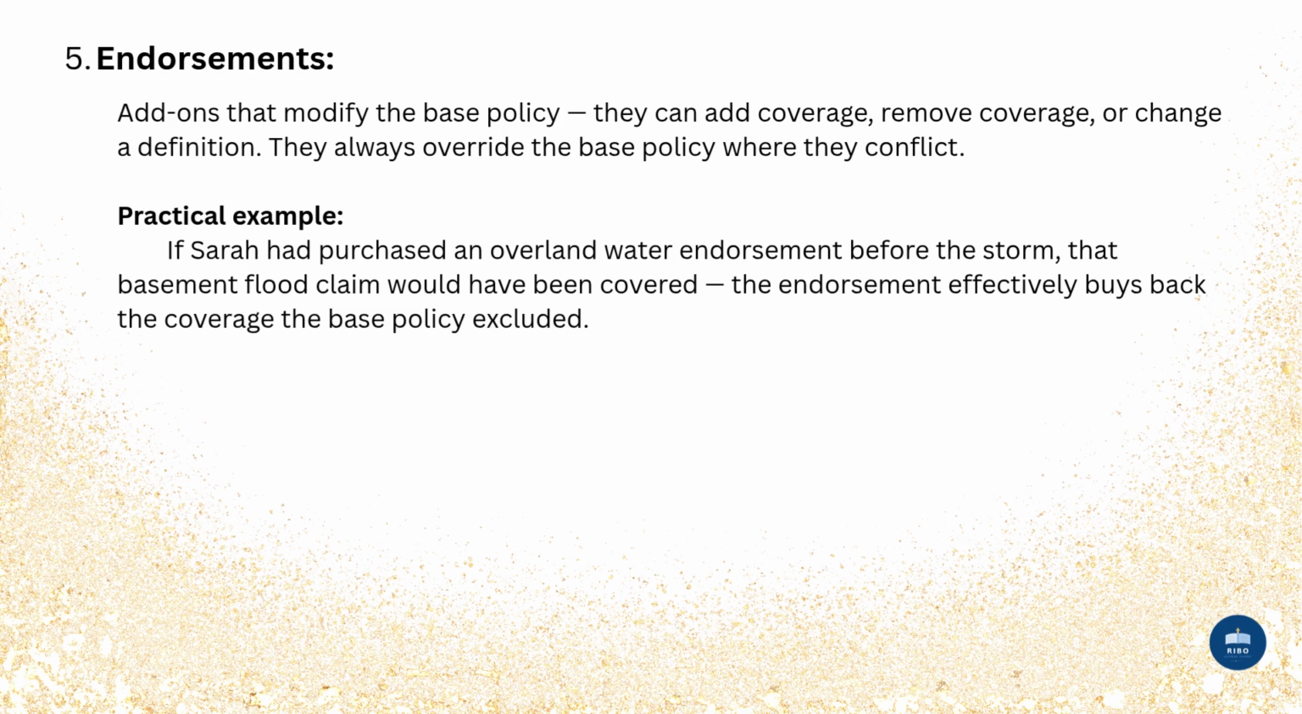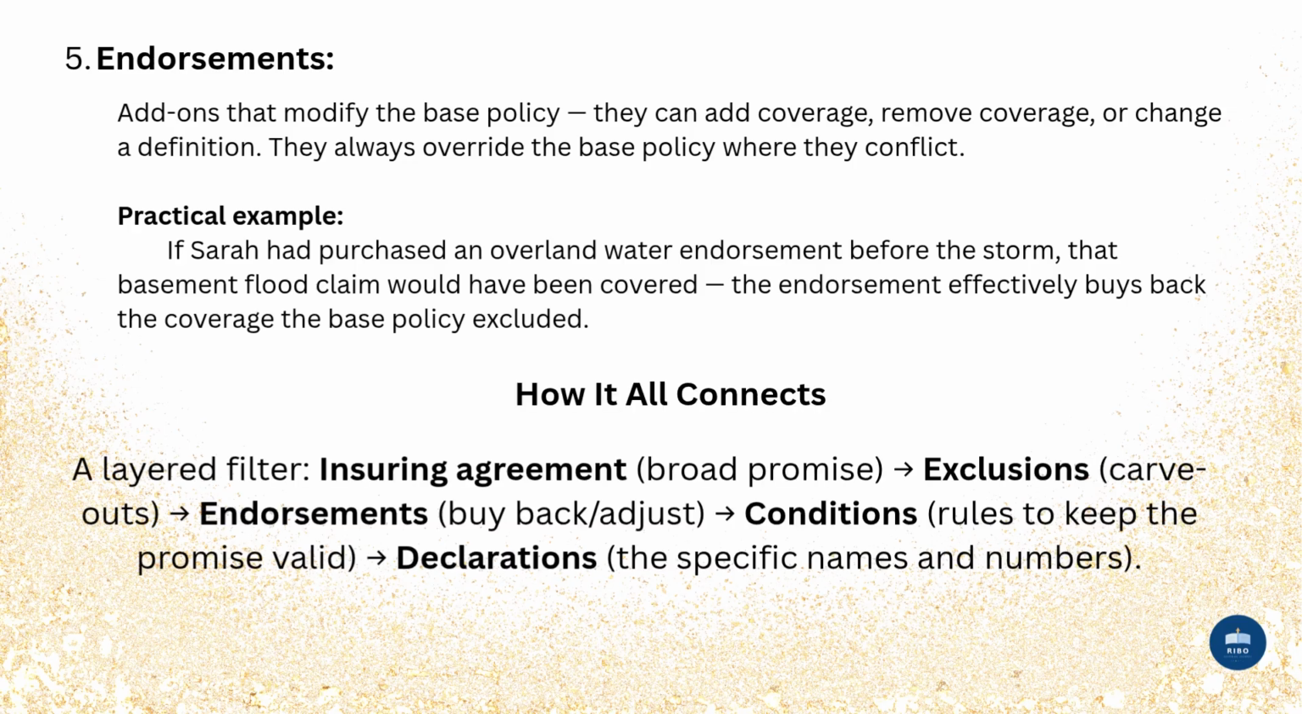So if Sarah had talked to her broker beforehand and added an overland water endorsement, that basement flood would have been covered. The endorsement essentially buys back the protection the base policy excluded. So here's how to think about all 5 pieces together, using Sarah's story as the thread. The insuring agreement was the broad promise, covering direct physical loss from an insured peril. Exclusions narrowed that promise, cutting out flood. Endorsements let her buy that protection back.